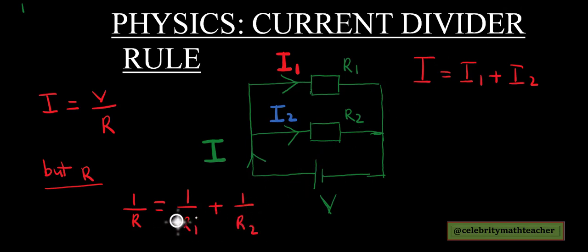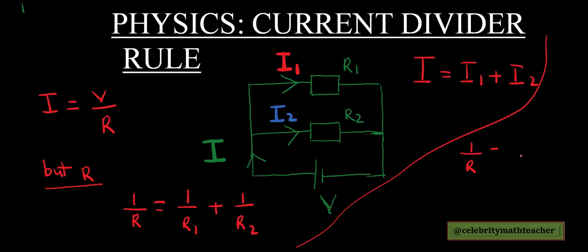so this is what we have. We can decide to make R subject of formula by looking for the LCM of this. So if we do that here, that gives us that 1 over R is equal to, the LCM is R1 R2. R1 cancels R1, R2 multiply 1 to give us R2. So this is R2 plus, R2 cancels R2, R1 multiply 1 to give us R1.